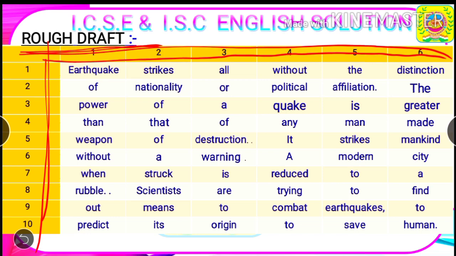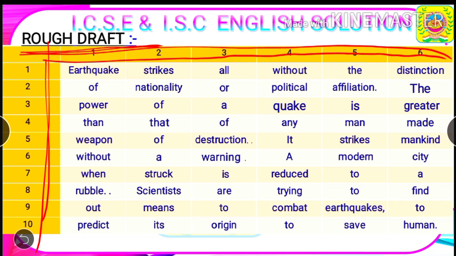Earthquake strikes all without the distinction of nationality or political affiliation. The power of a quake is greater than that of any man-made weapon of destruction. It strikes mankind without a warning. A modern city, when struck, is reduced to rubble. Scientists are trying to find out means to combat earthquakes, to predict its origin, to save human lives.